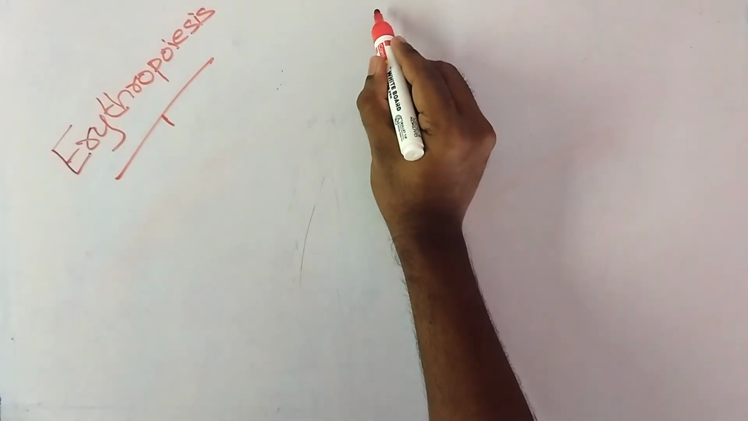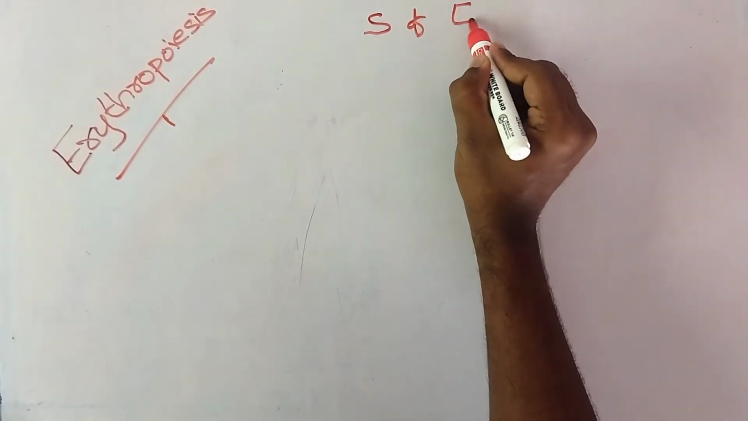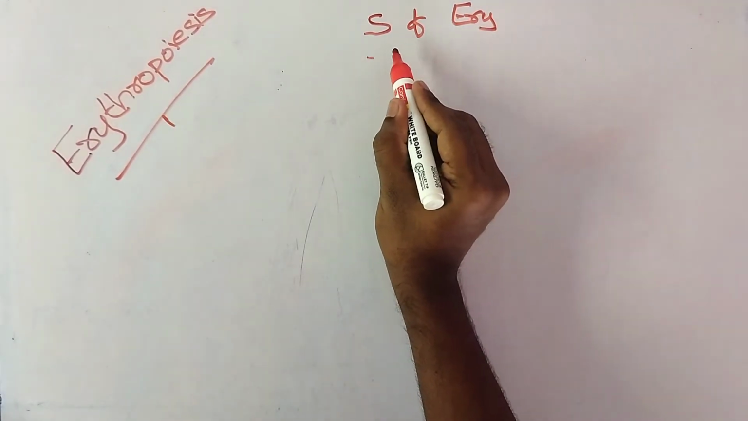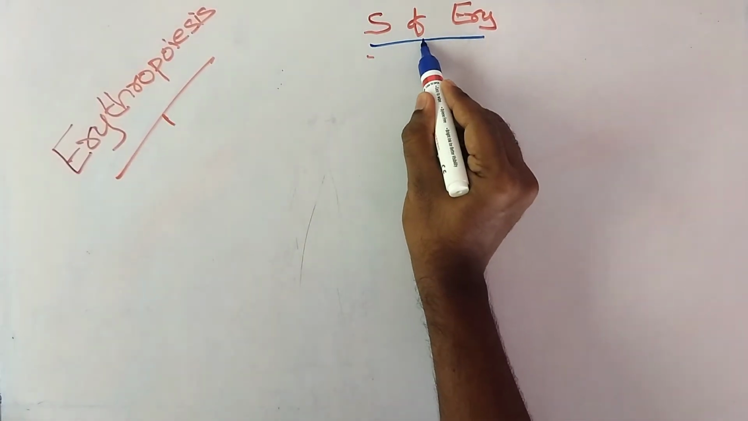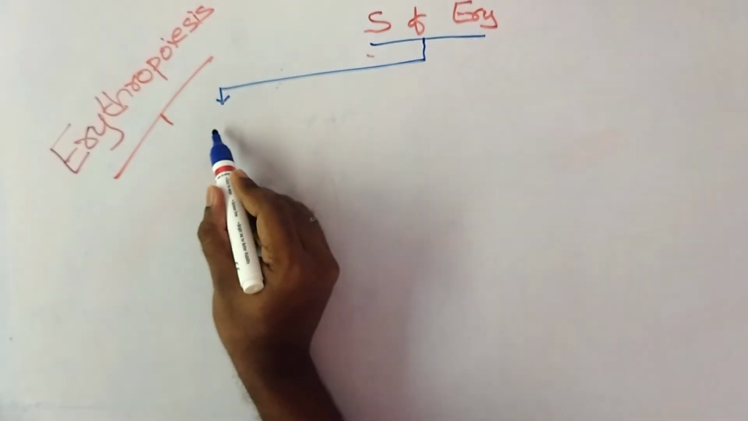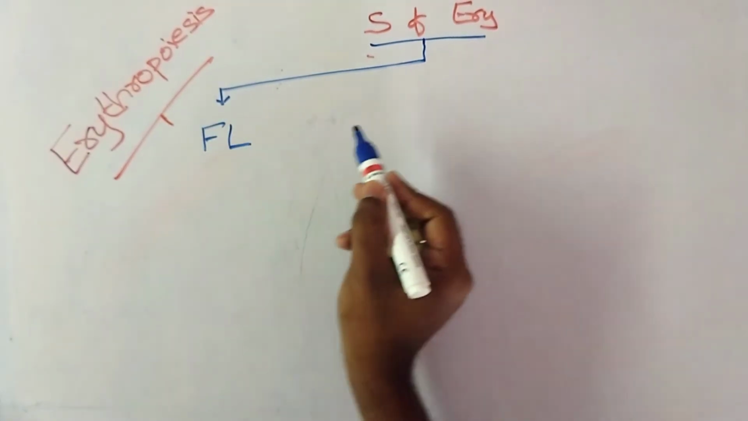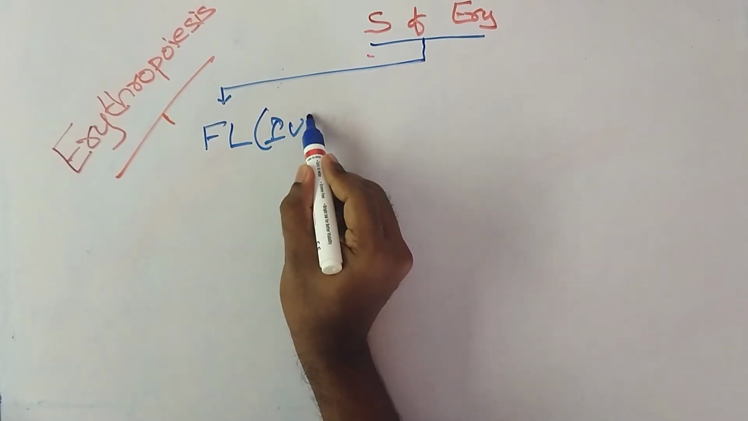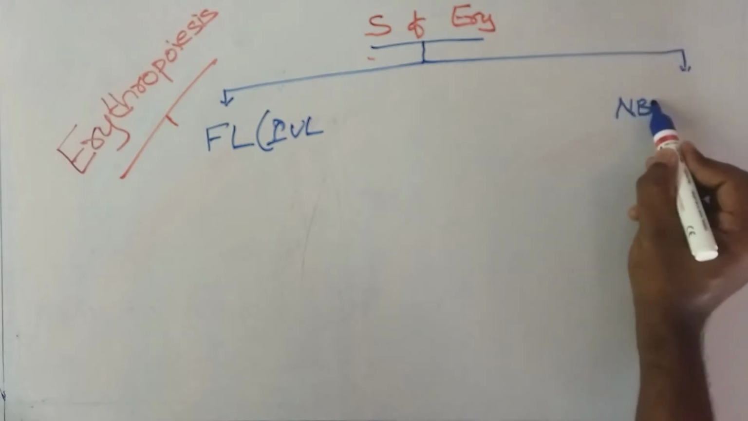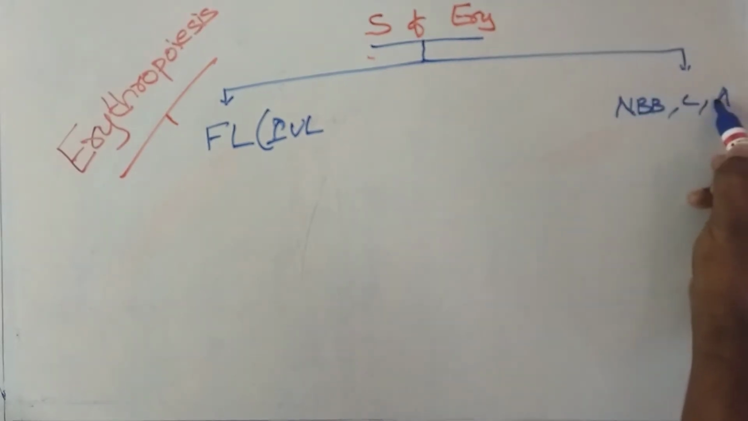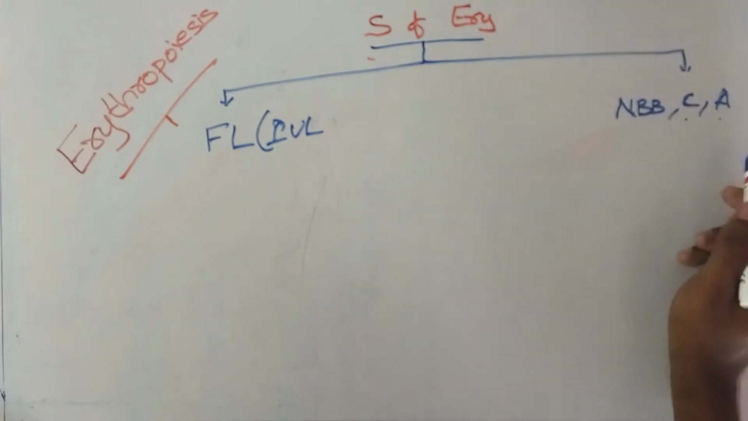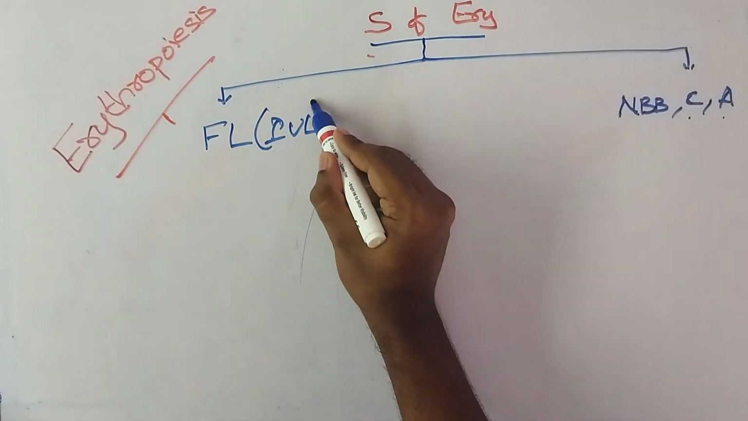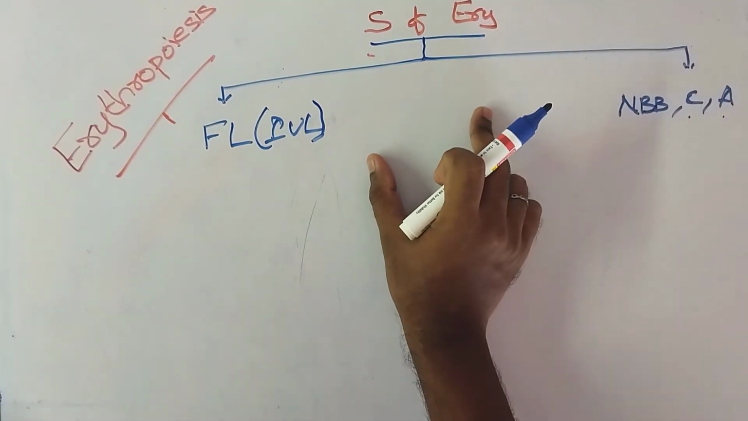Site of erythropoiesis. This site of erythropoiesis takes place in fetal life or intrauterine life, in newborn babies, children or adults. These are the two concepts under the site of erythropoiesis.